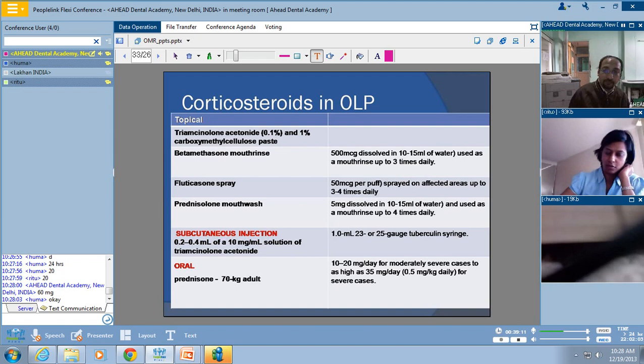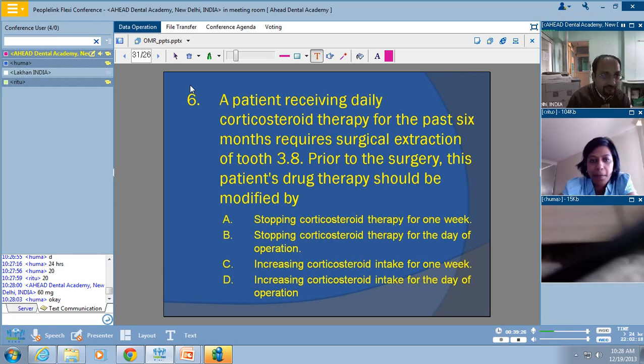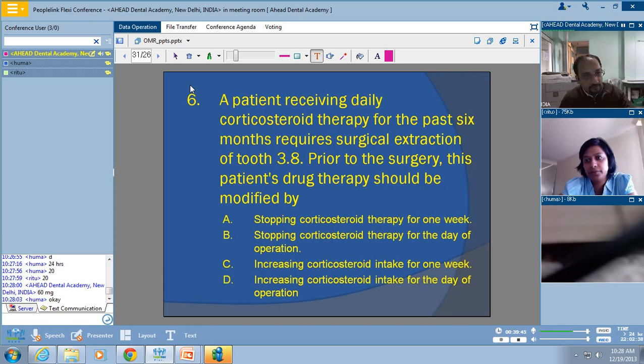Now, if you see the question carefully, a patient receiving daily corticosteroid was given this. It's a very easy question, if I dare say, simply because they have not written anything about the quantity. If I ask you, this patient was taking 20 milligram corticosteroid therapy daily, then what will be the amount of corticosteroid which needs to be given on the day of procedure? If the patient was taking 20 milligram, we need to increase it, okay? But how much do we need to increase it? Yes, it is doubling. We need to double the steroid dose on the day of the procedure.